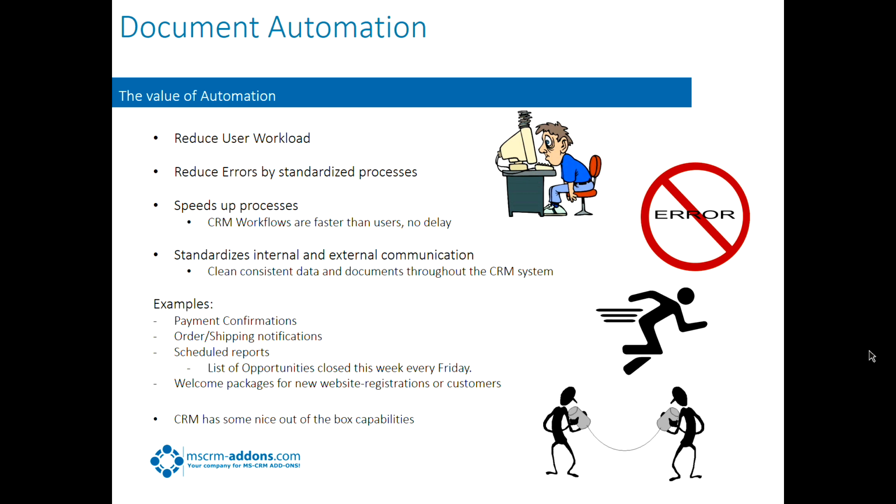CRM does have some nice out-of-the-box capabilities. A couple of things to touch on would be business rules and the business process flow, which are two really great out-of-the-box tools that CRM has. The full automation piece of CRM would be using workflows or actions. That's where the rubber meets the road, and they have a lot of nice features in that.